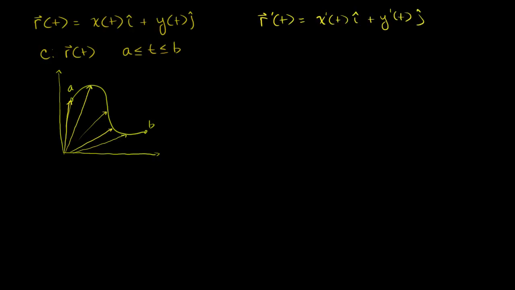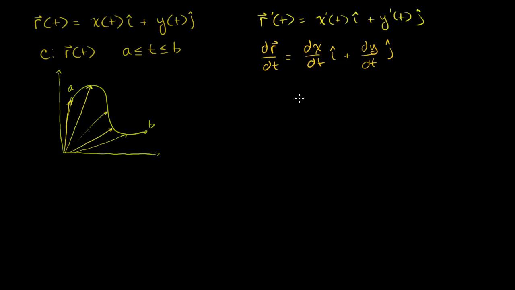Or another way to write that, and I'll write all the different ways just so you get familiar with them, dr dt is equal to dx dt. This is just a standard derivative, since x of t is a scalar function. So this is a standard derivative times i plus dy dt times j.